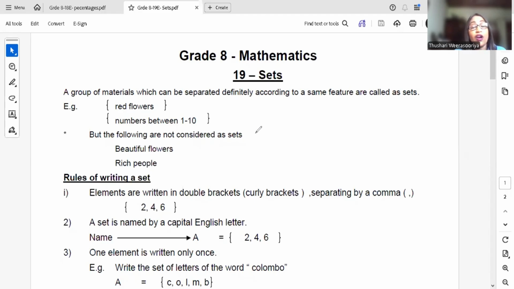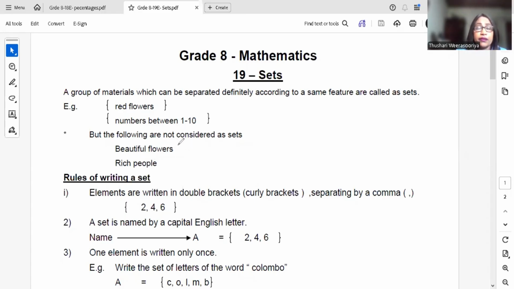But the following are not considered as sets. Beautiful flowers. We can't say that is one flower. Will we take one flower, a rose? That is very beautiful for me, but for another person, it's not that beautiful. Another person, it's ugly. So we can't consider that as a set.